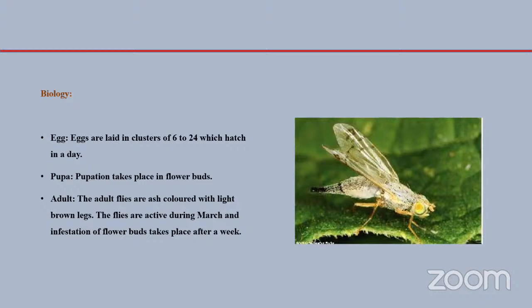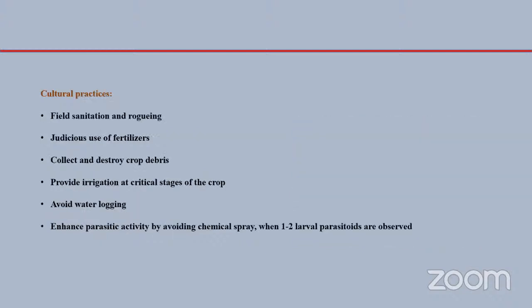These flies will be active during March. That is, during the summer season they will be more active, and the infestation of the flower buds will take place after a week. So after a week they emerge, and they will start infesting the flower buds.